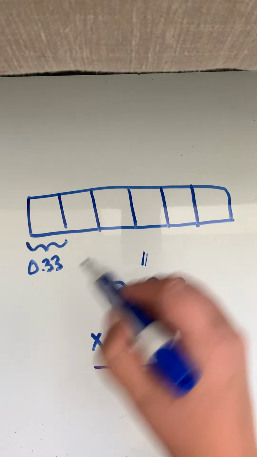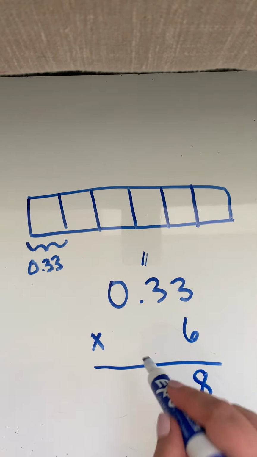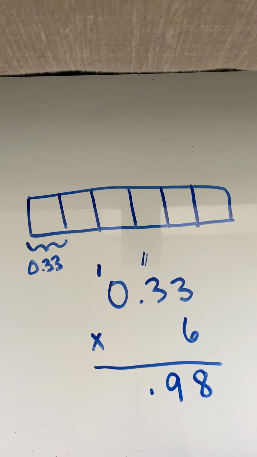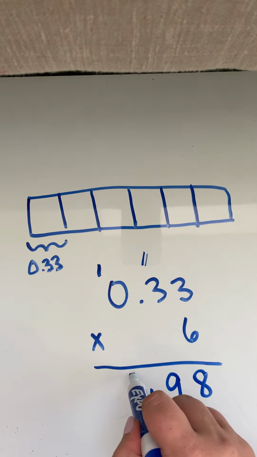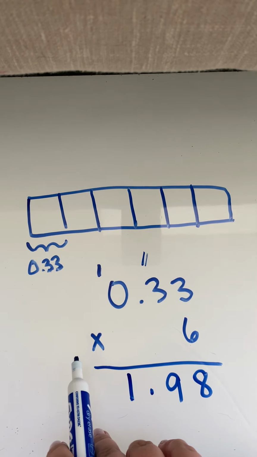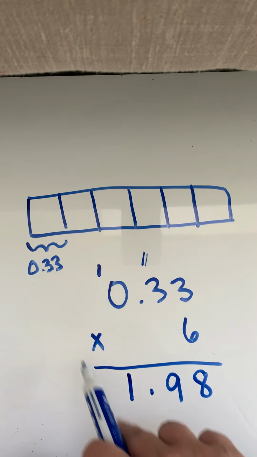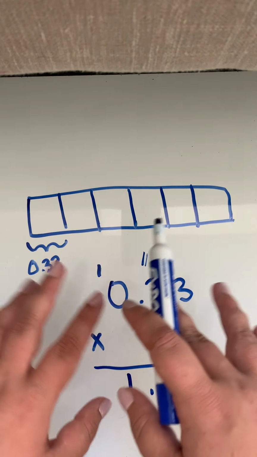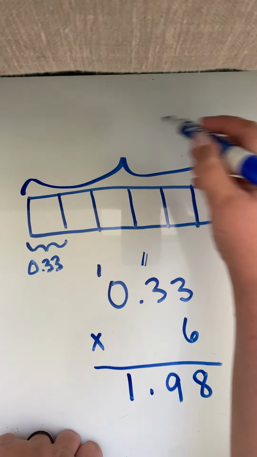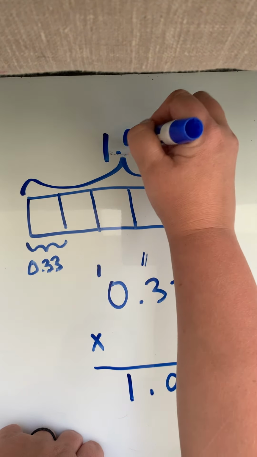Excellent. 18. And then you're going to go ahead and do 6 times 3 plus your 1, which would get you 19. Bring down your decimal. 6 times 0 is 0 plus 1. All right. So you would have 1.98 or 1 and 98 hundredths liters of spring water in all 6 of these. That's your total. Okay. That's what I was trying to find out. So I'm going to put 1.98 here.